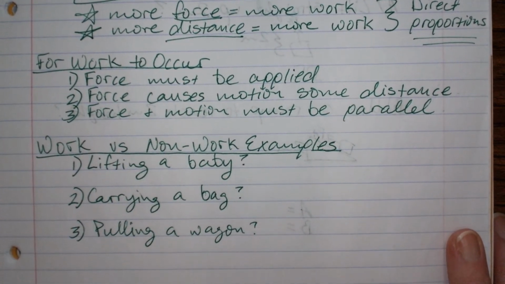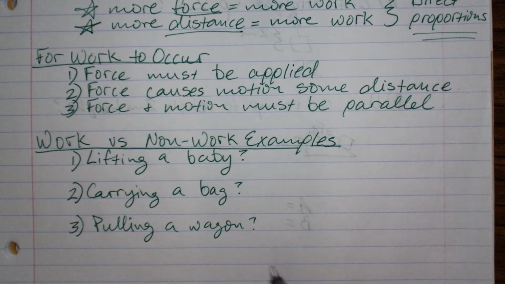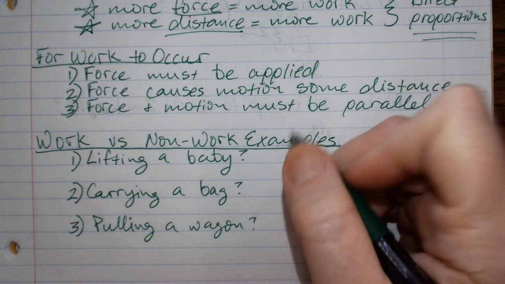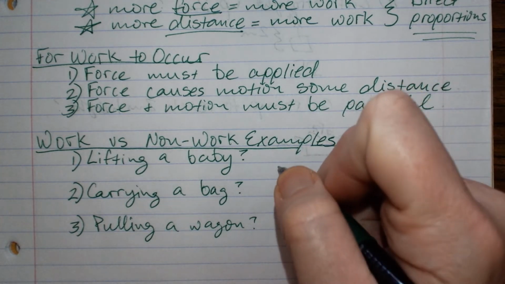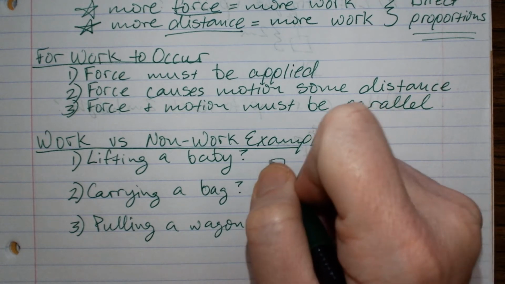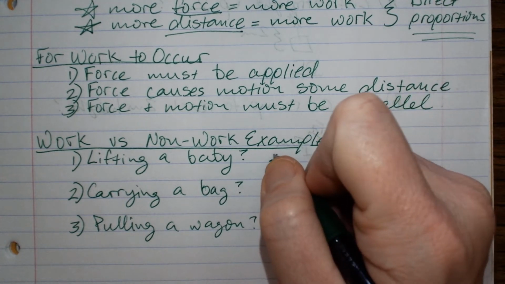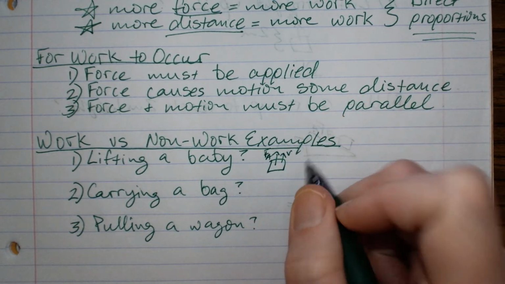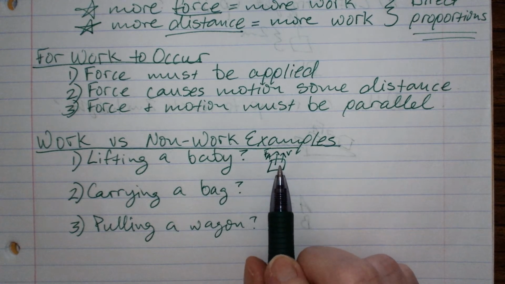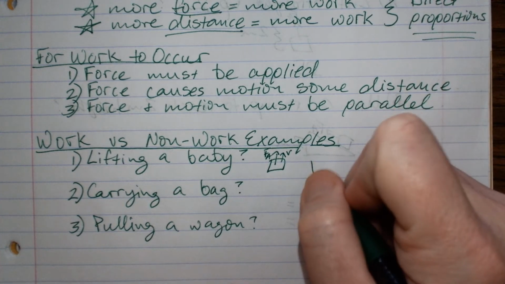Okay, so when are you doing work and when are you not doing work? Here are a few examples. If you are lifting up a baby, you're lifting up something against gravity. So you have to look at the force and the velocity, like where you're going, because that's where your distance is. So you have your baby. If you're lifting the baby, your force is directed up and you're moving upward. So if your force and the distance you move are in the same direction, parallel, then you are definitely doing work.